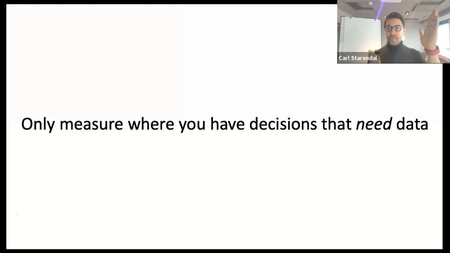Now you need data to understand, why is this happening? Are there queues in the system? What's causing the unwanted delays? So you need data, measure for that.